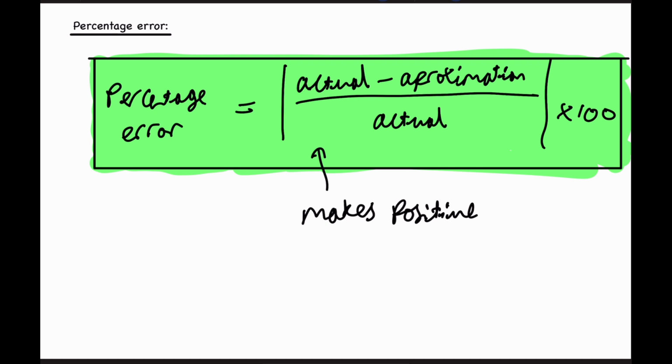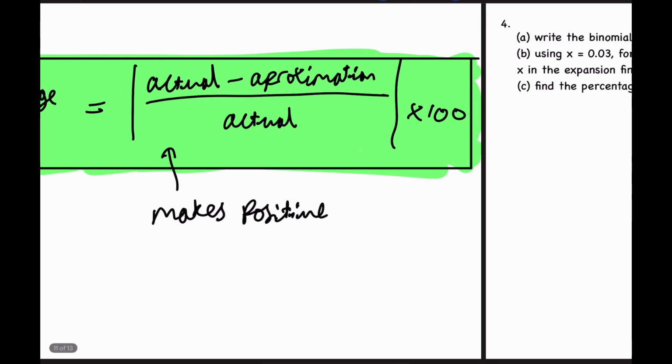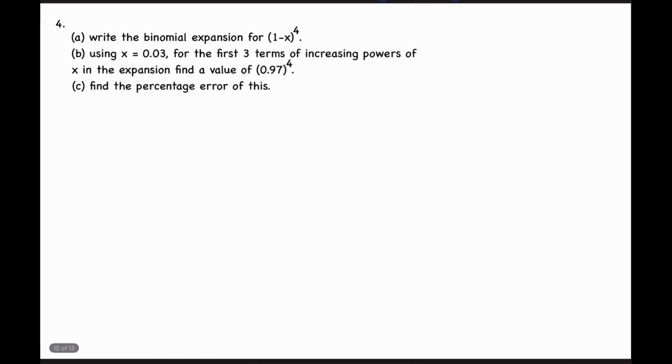And this is very useful when they ask you to expand a binomial to a certain amount of terms. So you would compare the actual value to an approximation using an expansion of a certain amount of terms, so not all of them. So you can find the percentage error of your expansion. Now let's move on to the final bit, which is a question to apply the percentage error.